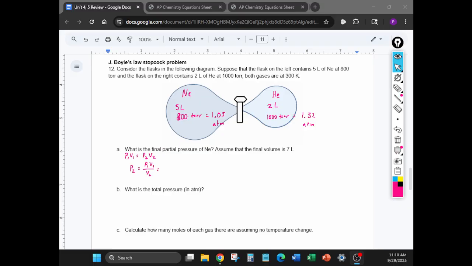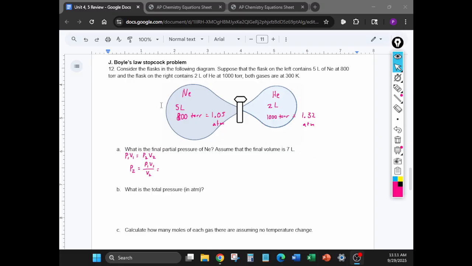Alright, so for this one, sorry, I miswrote it. It's not Charles' law, it is Boyle's law. I apologize for the mistake. But you've got two containers. They are separated. And then they give you the numbers for the gas on the left and the gas on the right, and I have them here. I even converted to atm for you guys.